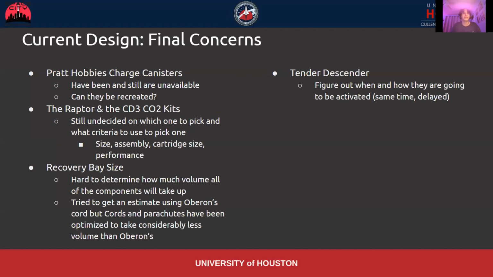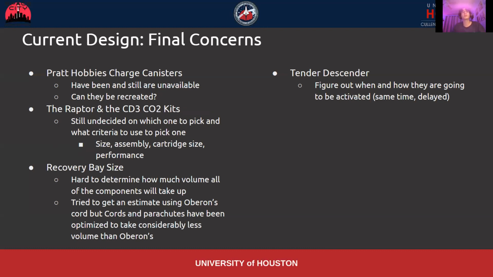But I guess final concerns with our system. The first one is the smokeless powder charges. They are still unavailable. So we have to talk to Randy to see if he can get some for us or to see if we can recreate them. I hope that Randy can get us in contact with somebody who has them, because if we have to recreate it, that's going to take a little bit more work and more testing. But whatever the case may be, we'll figure it out.